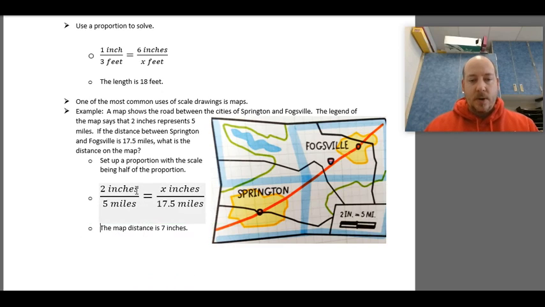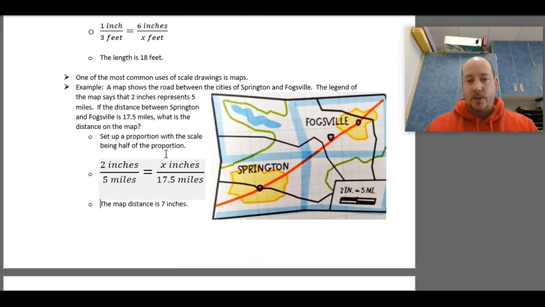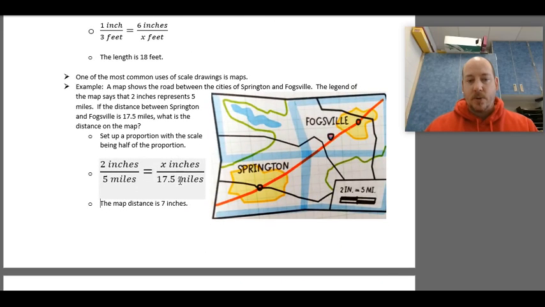So you can see the scale there. And then again, 17.5 miles is the actual distance. So actual goes on bottom, drawing over actual. So we're trying to figure out the drawing size, actual goes on bottom. And a lot of times you can use the labels to help you match up where parts go. So again, we just want to cross multiply there, 17.5 times 2 divided by 5, and the map distance comes out to be 7 inches.